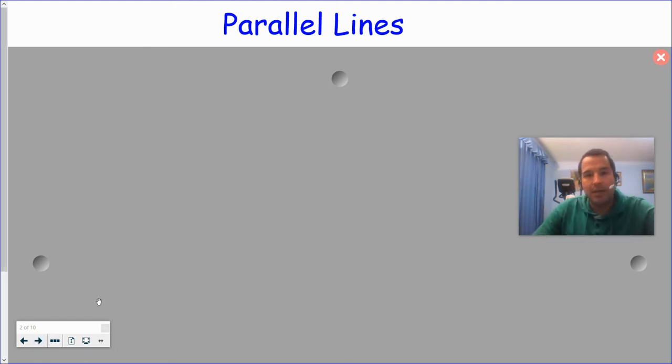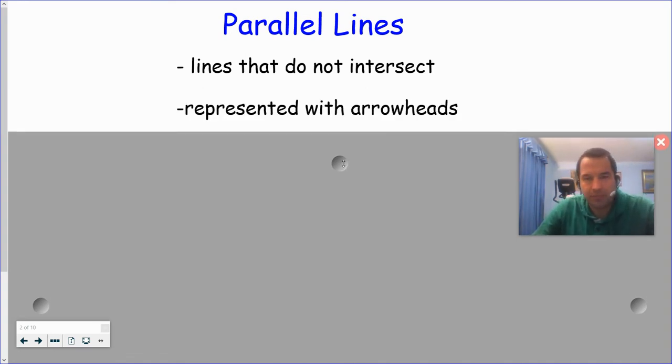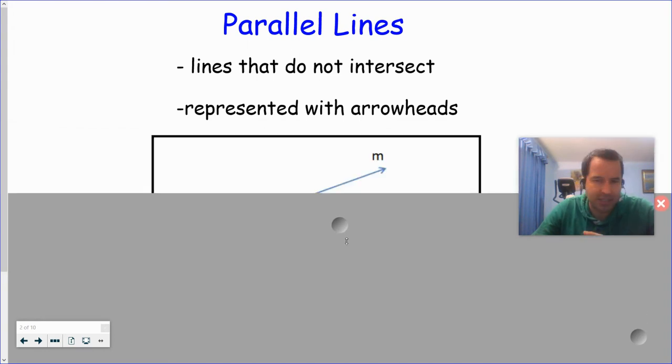Okay. Now, what are parallel lines? Most of you should feel pretty confident with it. Parallel lines, though, have a couple specific things we need to address. Number one, lines that do not intersect, lines that keep going forever, and will never cross. If we do extend those lines, it'll just keep going and never cross. A lot of people talk about railroad tracks, and that's very similar to it. But they're also represented with arrowheads. Here's what I mean by that.